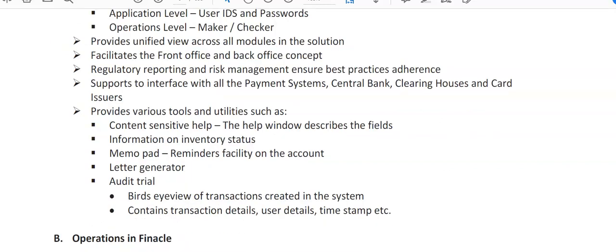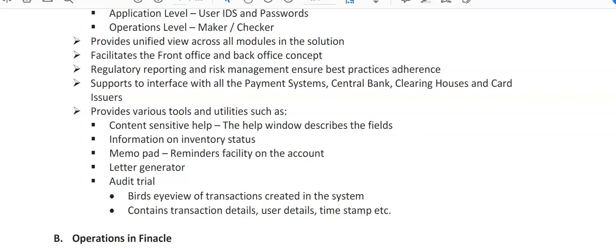So Finacle also provides unified view across all modules in the solution. Unified means we can have access to all his deposit accounts, loan accounts, how much he is earning from the bank, how much he is paying to the bank in case he has taken a loan, or how much the bank is paying as interest to the customer, whatever investment he has made, whatever income he has made from the investment in the products of the bank. So it provides a unified view in one click of a command. We can have access to all the views. That is, we call it 360-degree view of the customer.